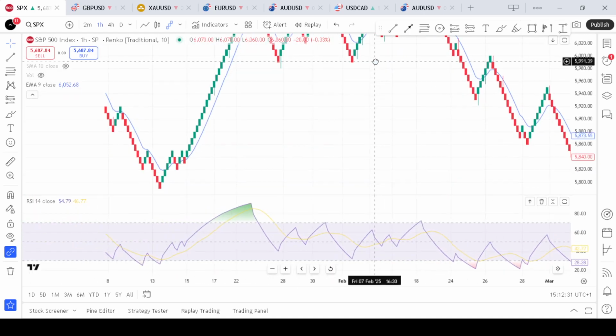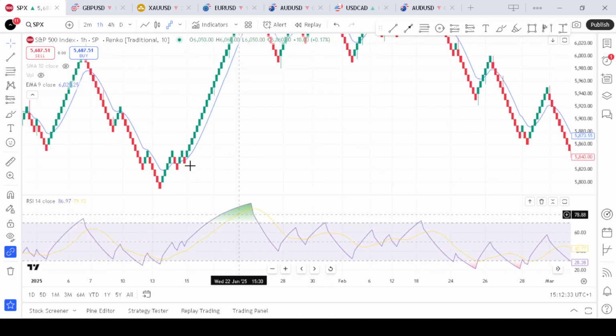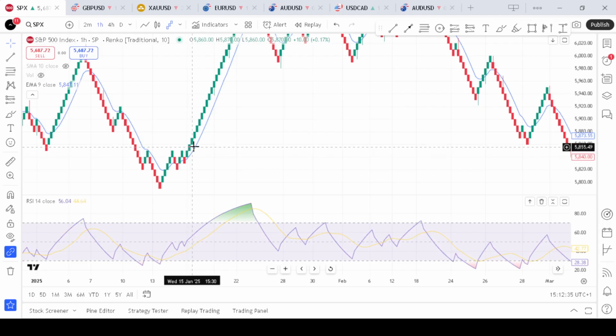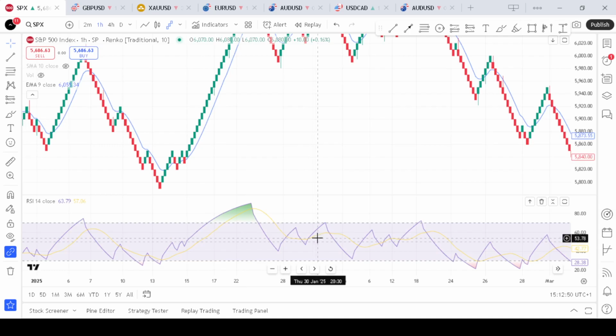Then for an uptrend, price needs to be above the exponential moving average and form a series of three bricks moving in the same direction. So we can see three green bricks moving in the upward direction. So this is how we can identify the trend.